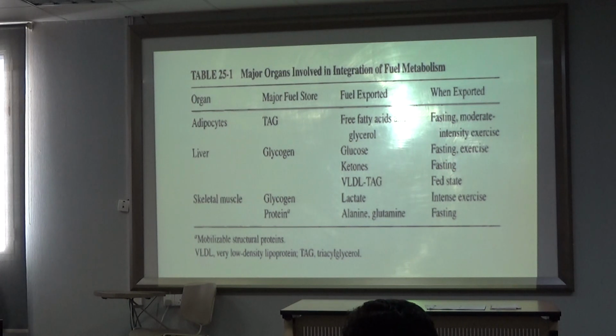And these ketone bodies are required for the brain, but the liver is such a kind organ that it doesn't use them, because the enzyme required for the utilization of ketone bodies is not present in the liver. Then skeletal muscle: we have glycogen and protein, and then the lactate and alanine cycle, the Cori cycle, which can help us in intense exercise and fasting.